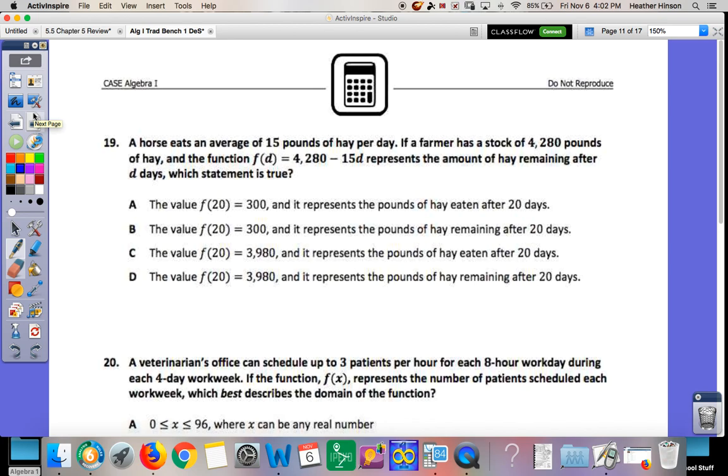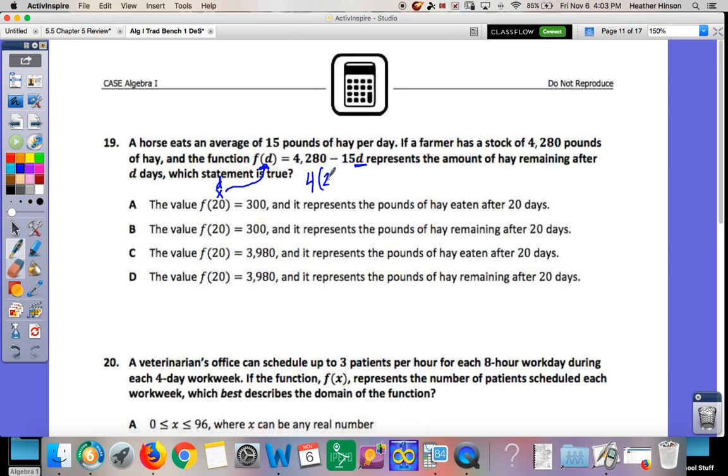19. A horse eats an average of 15 pounds of hay per day. If a farmer has a stock of 4,280 pounds of hay, then the function right there represents the amount of hay remaining after D days. Which statement is true? All of your answer choices say f of 20. What does that mean? We had a problem similar to that earlier. That just means this is X, or in this problem, D, because that's what's in place of X here. So we're just going to take that 20 and plug it in to D.